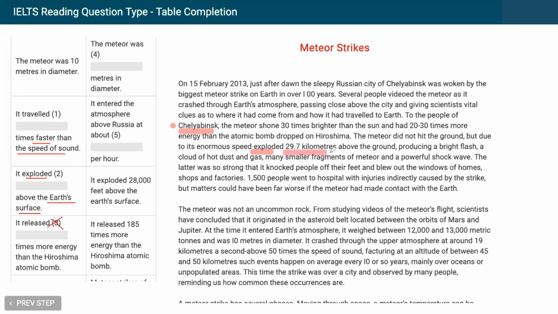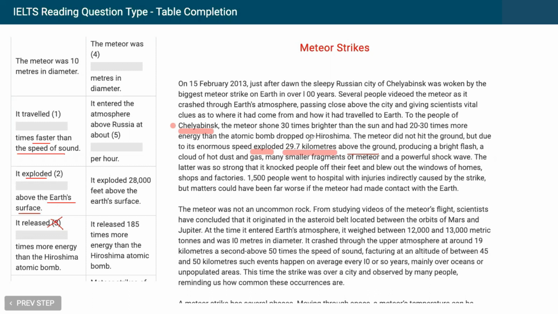And I see a distance. If you remember, number 2 was a distance and also obviously a number, but kilometers is a distance. So I already have an excellent idea that this could be the correct answer. But let's just read ahead and make sure that we're 100% confident. So it exploded 29.7 kilometers above the ground. And this says here above the Earth's surface. You see, it's a synonym. The Earth's surface, we could also say ground. And so that is perfect.